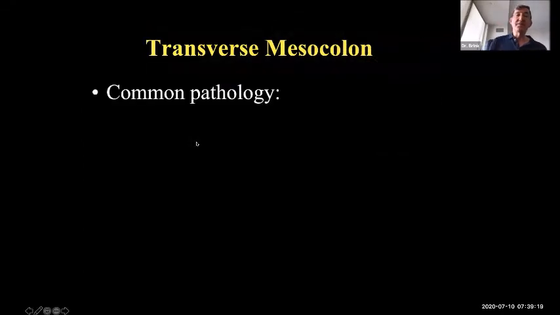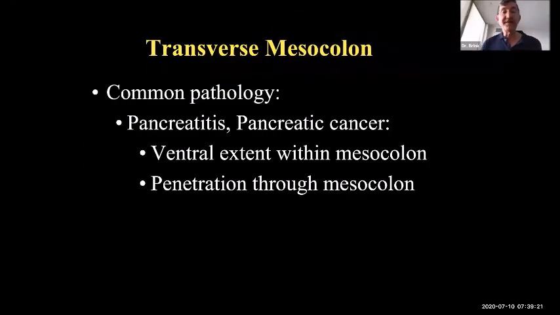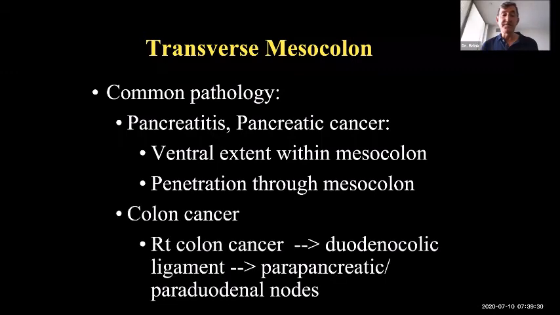All right, so transverse mesocolon, common pathology often is about the pancreas, pancreatic cancer or pancreatic inflammatory disease extending out into the mesocolon, or in some cases penetrating through it. And this unusual feature of cancers of the right colon that can spread up the lymphatics in the right colonic mesentery across the lymphatics of the duodenum to deposit in nodes around the duodenum and pancreas.